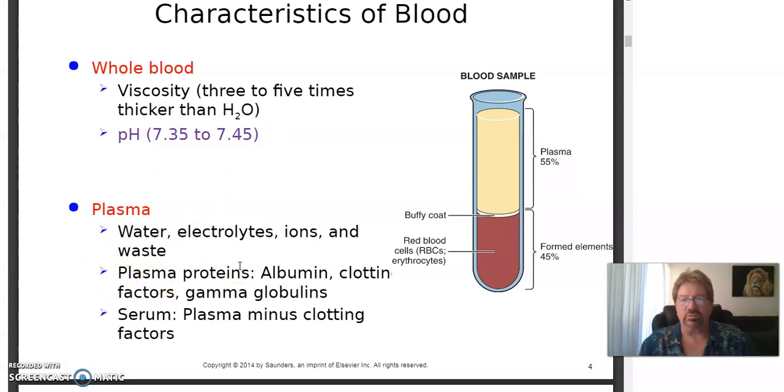Plasma proteins, which you don't know what those are yet, include albumin, clotting factors, and gamma globulin. Serum: this is important. If you take plasma, guys, and you remove the clotting factors from it, what you have left is called serum. Serum is used, blood serum, to do a lot of the tests. So this is all super important. Know all this.